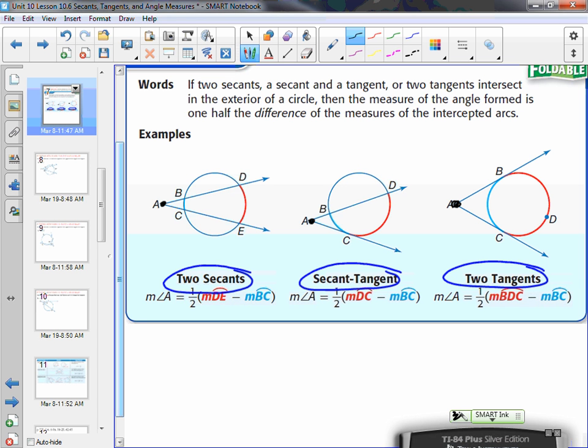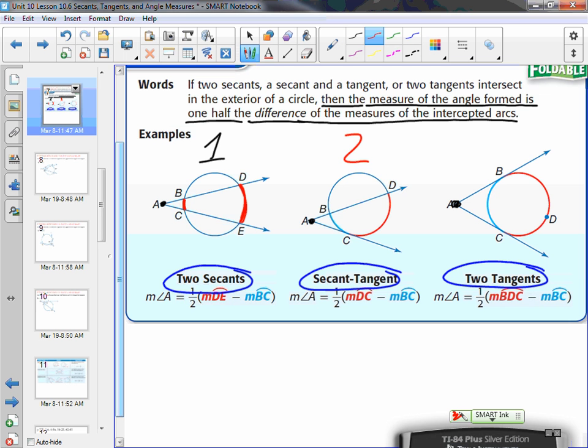Exterior of the circle. So, when the vertex of the angle is in the exterior of the circle, then the measure of the angle formed is 1/2 the difference. Sum means add, difference means subtract the measures of the intercepted arcs. So, here in figure 1, the measure of angle A equals half the difference of the big arc, arc DE, minus the little arc, arc BC.